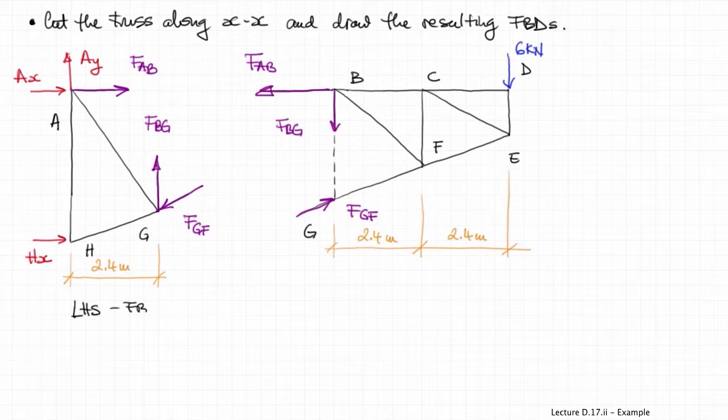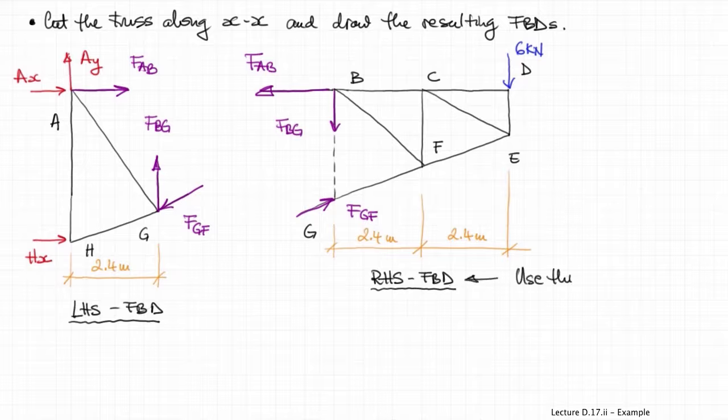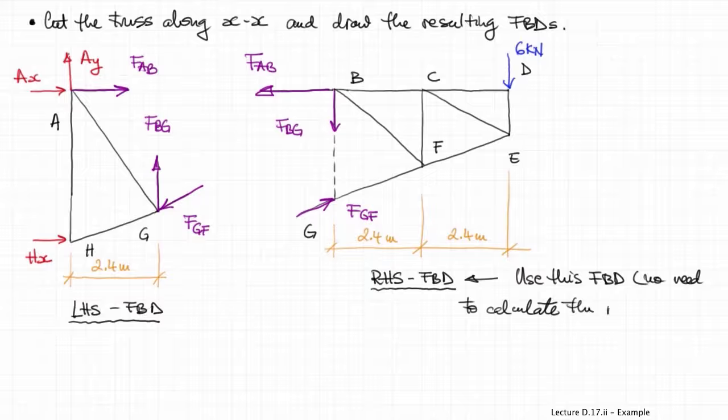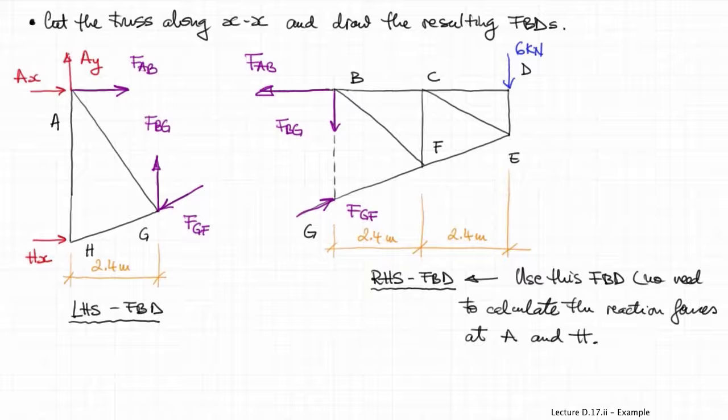Well, let's see what equations we need to write in order to solve for the three unknowns. But then again, let's mention what I've said before, that because this is a cantilever truss, we don't need to solve for the reaction forces at A and H. We then have no choice but to use the right-hand side of the free body diagram. And this is what we will use.